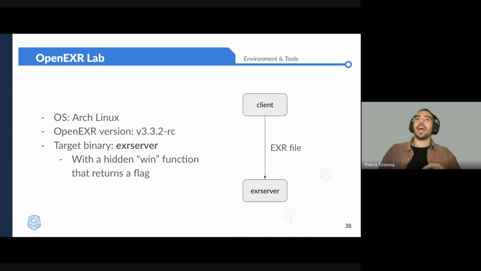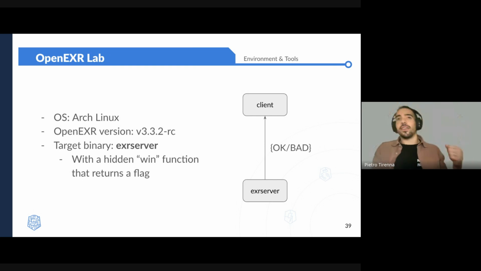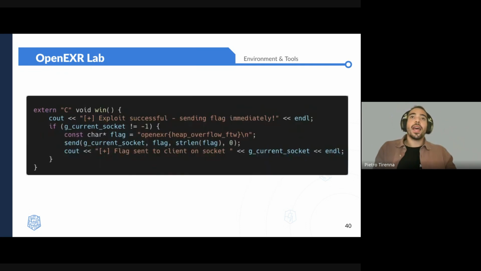So we basically just have a binary exposed on the network that accepts an EXR file. It checks if the EXR file is okay, and it returns the string okay if the file is good, or bad if the file is not good. There's a peculiarity though. There is a hidden win function in the binary, and it's a very simple function. It just checks if there's a connected client, and if so, it sends a flag to the client. Now, the cool thing is this win function, of course, is never explicitly called in the EXR server binary.